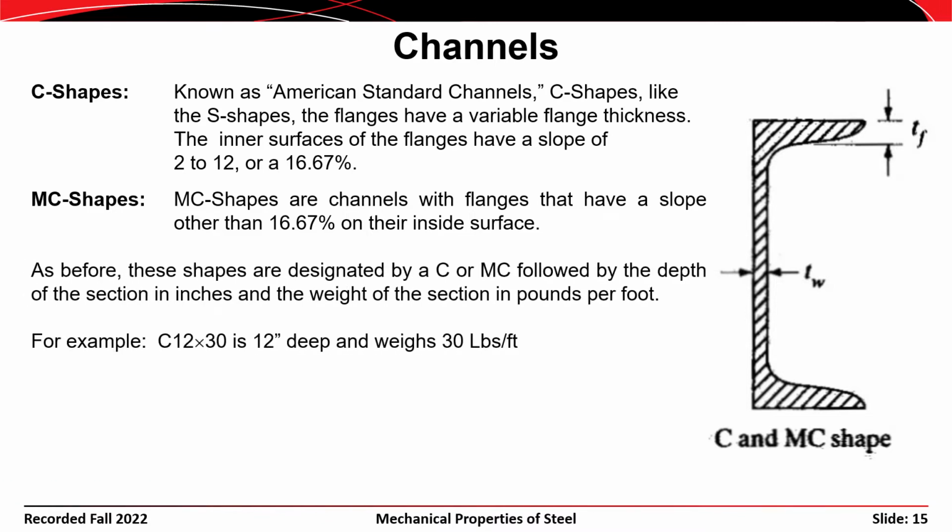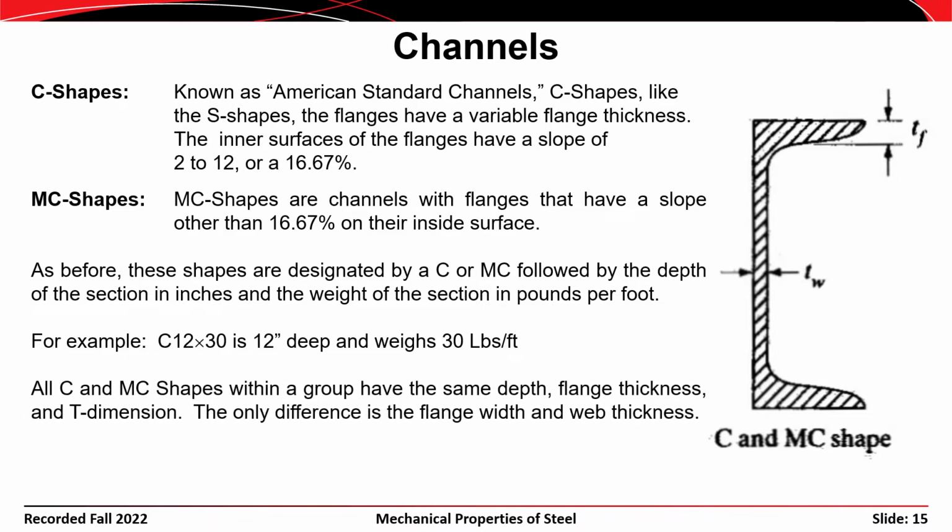So just like W shapes or I shape sections, the channels are designated by either a C or an MC, followed by the depth of the section in inches and the weight of the section in units of pounds per foot. So for example, a C12 by 30 is a channel that's 12 inches deep and weighs 30 pounds per foot. One difference, rather, is that when you look at the depth of a channel as nominally 12 inches deep, it's actually 12 inches deep. So that's a little bit different than with W shapes. And it doesn't make any sense. There's no really congruity there, but you'll get used to it after you start working with them.